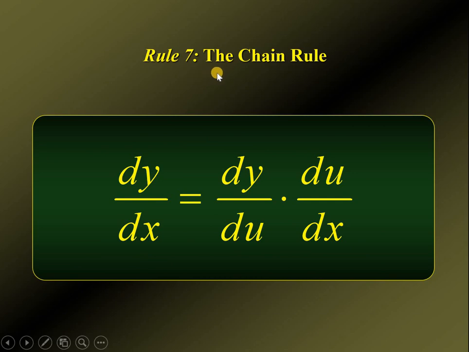Rule number 7, the chain rule. Another situation where I need to use the chain rule. So there are two situations where we use the chain rule. The first, as I explained with two examples. And now, if I have dy over dx, I'm going to multiply dy/du by du/dx.